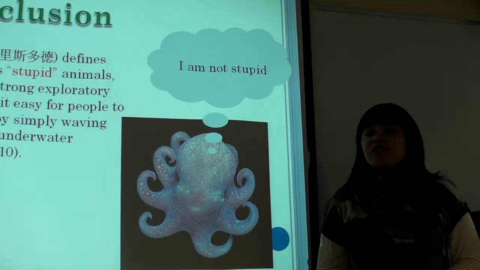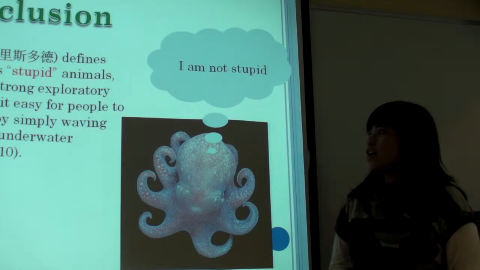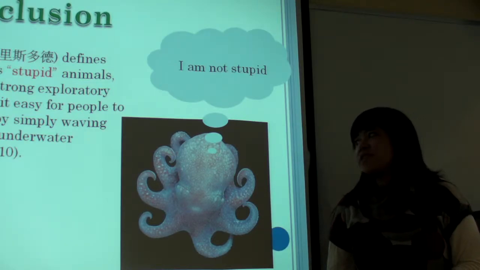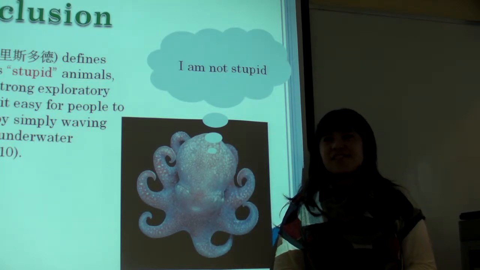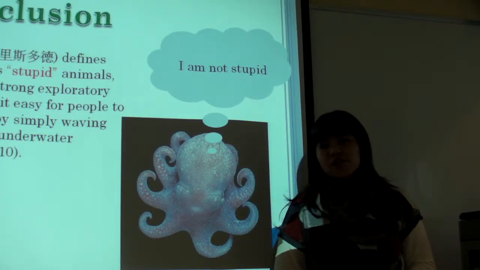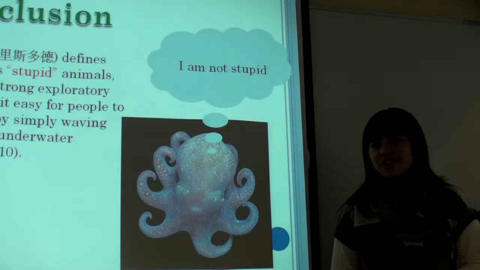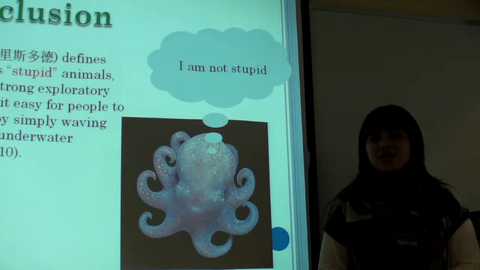To conclude, Aristotle defined the octopus as a stupid animal because of its strong exploratory drive, which makes it easy for people to catch them by simply waving their hands underwater. However, after this article search, I found that actually the octopus is not stupid but really intelligent. But how far their intelligence goes, or how clever they are, needs further study. So I do this research.